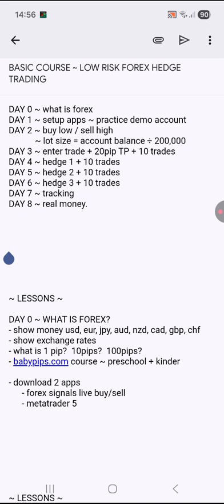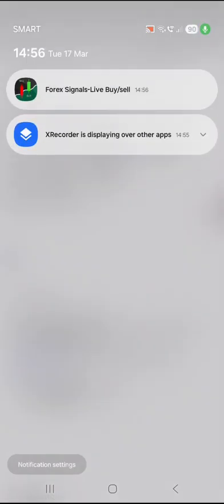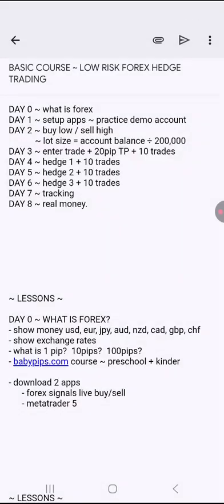By the way, that's what the notification sounds like on the Forex signals. So let's see what happens. Okay, it's telling us to do something. We're not worried about that right now.